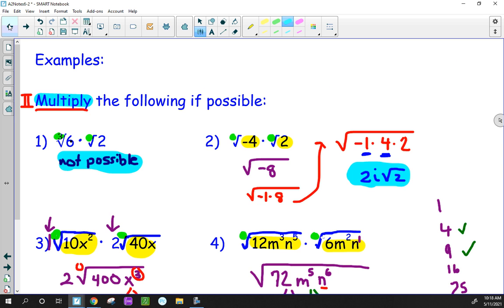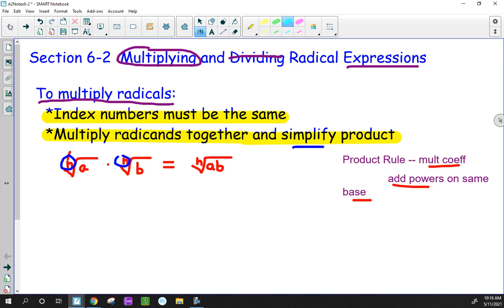Alright, so we've done 6 problems, several examples. We have multiplied radical expressions today. Index numbers must be the same. You're going to multiply the radicands together, and definitely do this. Simplify your answers, or simplify your problems.